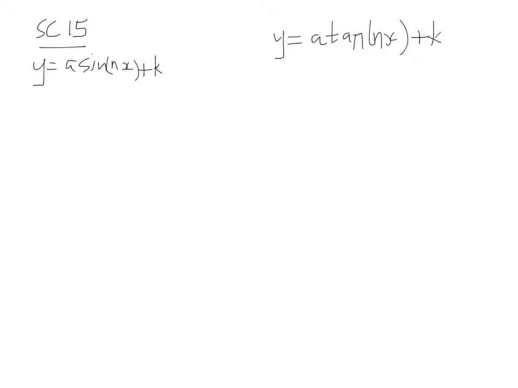So we're having a look now at the amplitude, period, range and whatnot of a circular function. So sine and cos are pretty much interchangeable, just the tan is a little bit different. For a sine graph, we say that our period T equals 2 pi over n, and for a tan graph, our period is T equals pi over n. So there are the two differences.